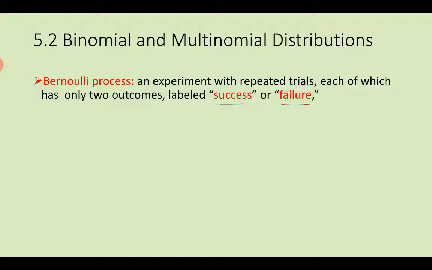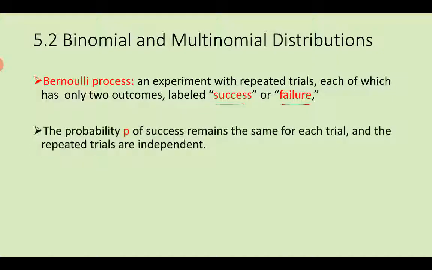So whenever there is an experiment in which only two possible outcomes are there, yes or no type questions, it is called a Bernoulli process. The probability of success, small p, remains the same for each trial, and the repeated trials are independent. Occurrence of one trial will not disturb the occurrence of the other trial, right?